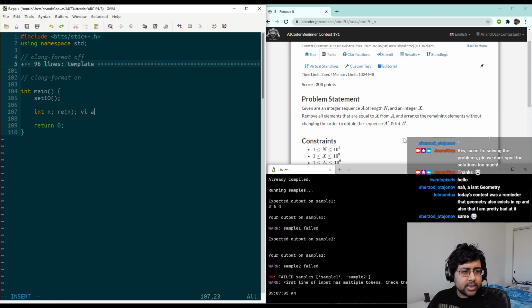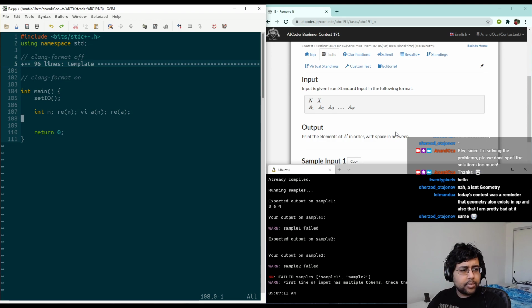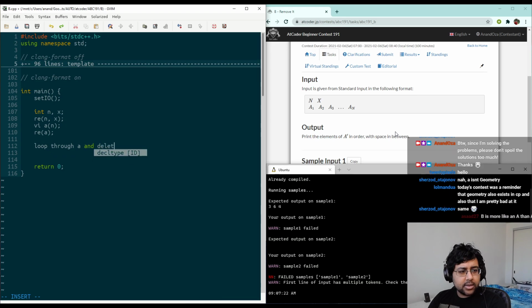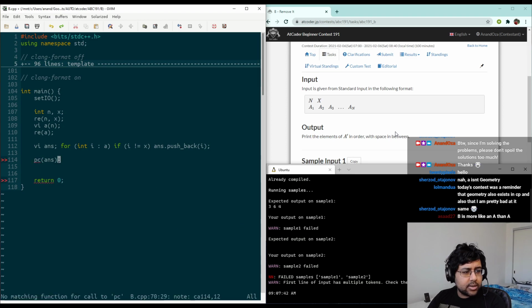Well, I'll start writing the code, I guess. So the most straightforward implementation is something like loop through A and delete the elements. But that'll get time limit exceeded. So I think the easiest way to do it is to just create a new array for the answer. And then we can just print that instead.